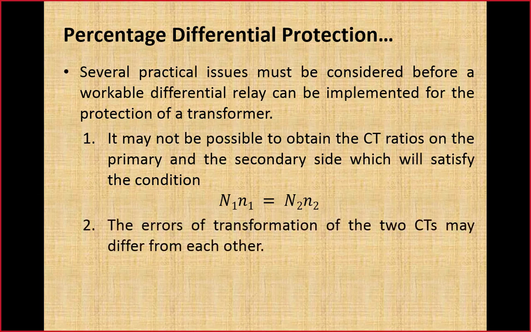Second, the error of transformation of the two side CTs may be different from each other. As the CT ratios are different on the two sides, the same is the condition with the error. So one CT may have an error greater than the other CT.